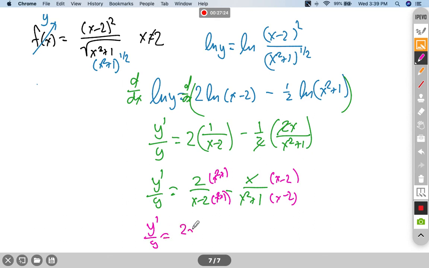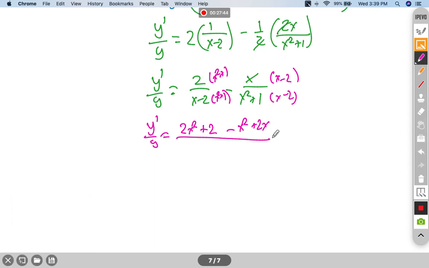I got 2x squared plus 2 minus x squared minus a negative 2x is plus 2x. Give myself a little room to work. Over x minus 2, x squared plus 1. So that is x squared plus 2x plus 2 over x minus 2, x squared plus 1.